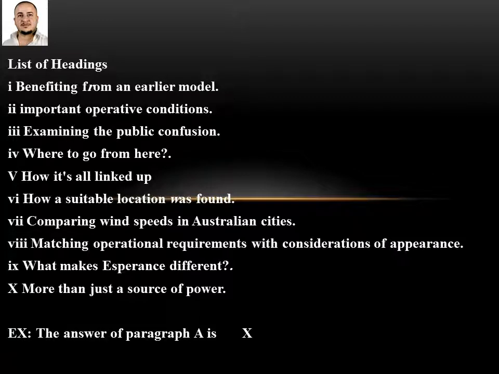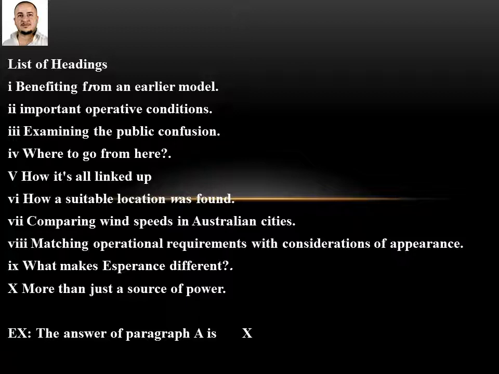The list of the headings are: number 1, benefiting from an earlier model; number 2, important operative conditions; number 3, examining the public confusion; number 4, where to go from here; number 5, how it's all linked up; number 6, how a suitable location was found; number 7, comparing wind speeds in Australian cities; number 8, matching operational requirements with considerations of appearance; number 9, what makes Esperance different; and number 10, more than just a source of power.